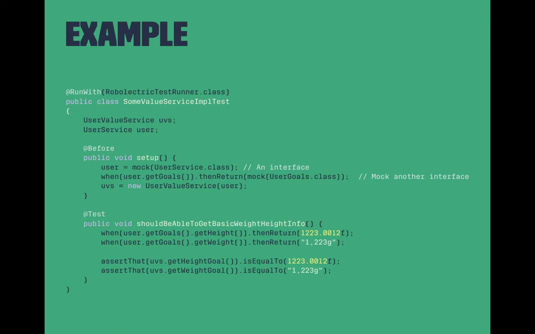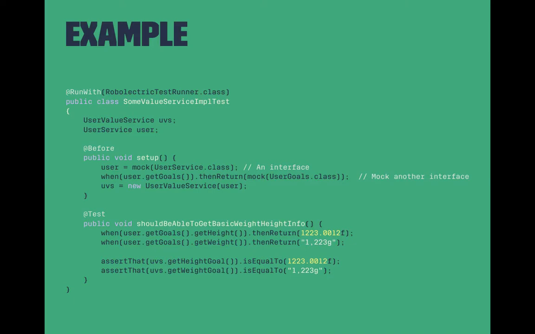So we're using some regular POJOs, plain old Java objects. The Before method, of course, runs before every unit test. So now that this has been run, we can go ahead and execute these. Should be able to get basic weight and height info is the unit test here, and that's the test that is annotated with the Test attribute.